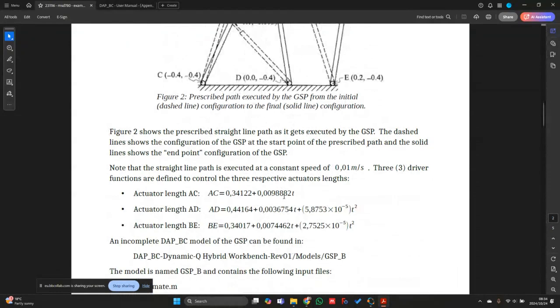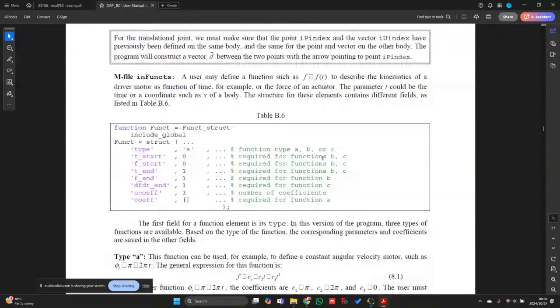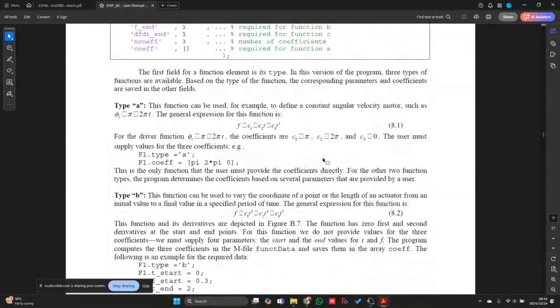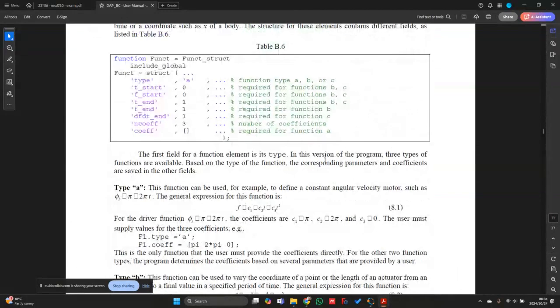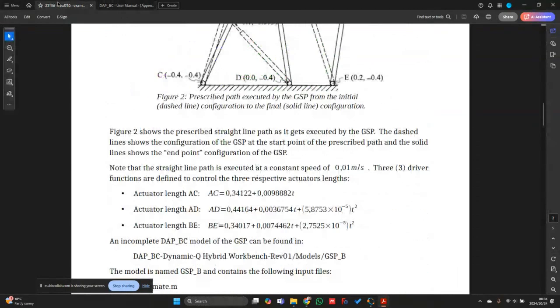Okay, so to define them, I'm first going over to the infuncts file. I first have to actually go and set up the different functions that I'm using. And to do this, I can head down to the infuncts part that I have over here.